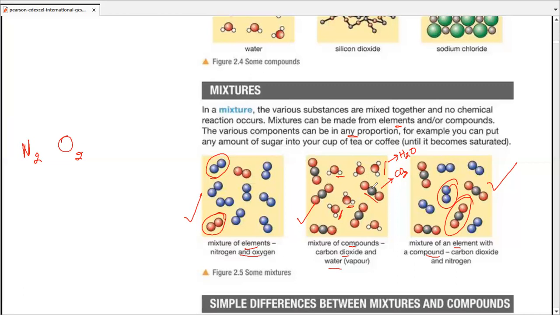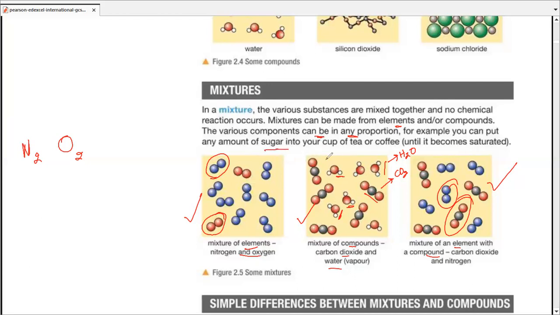Let's say you have bananas and apples and grapes and mangoes, and you love apples, so you're going to add a lot of apples in your salad, right? So you change the proportion. Let's say another sibling who likes mangoes more is going to put a lot of mangoes in there. So again, a different proportion. So mixtures can be made with different proportions.